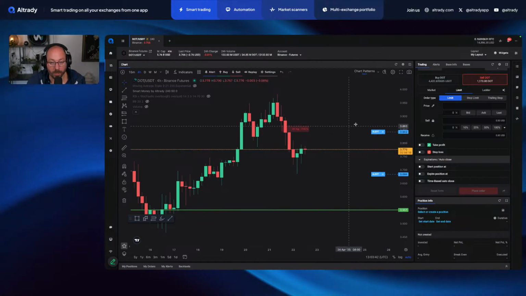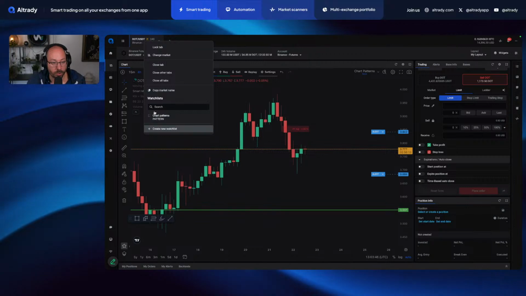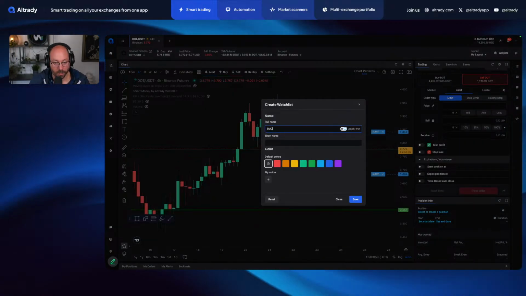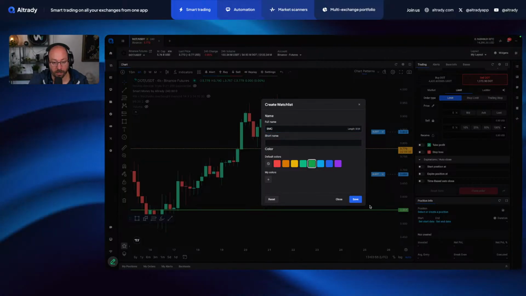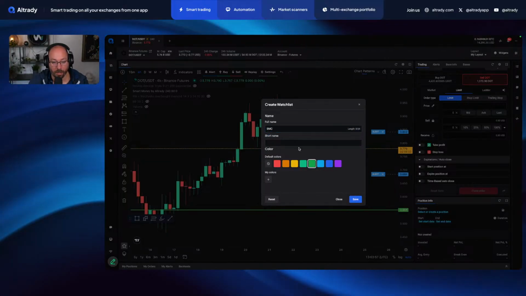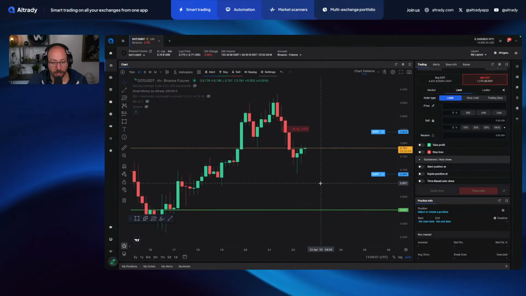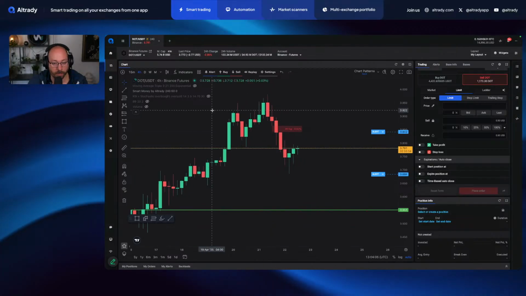So if this is a market of interest, also just mark it as a watch list. So we could actually create a new watch list and call it smart money concept. Give it a nice green color. Save. Someone's asking if the backtest is already available in beta. No, it's not.